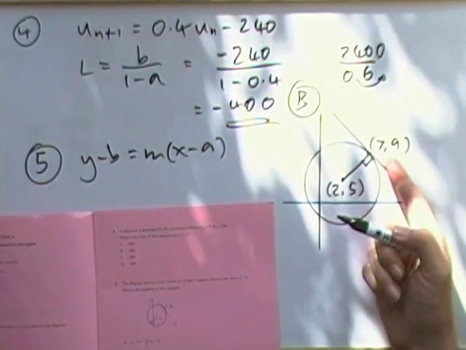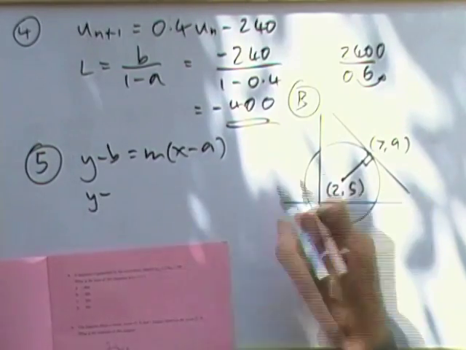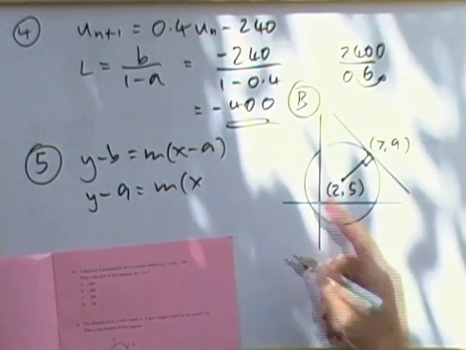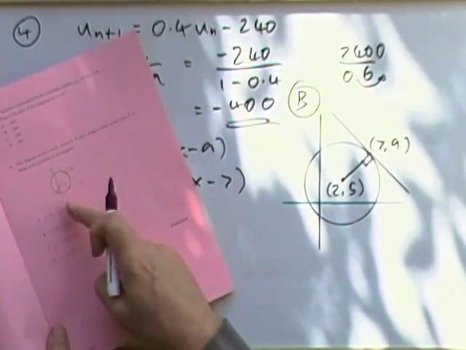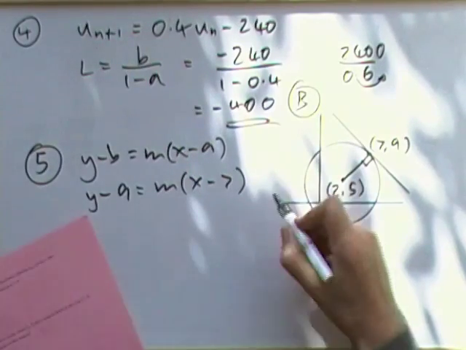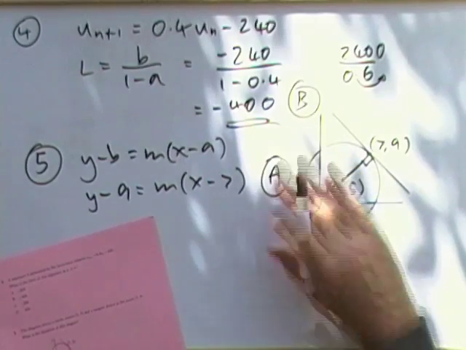But as soon as you get the options, you look at this, because it would be y minus the y-coordinate equals whatever that gradient is, times x minus the x-coordinate, and there's only one of them that's got minus 9 and then -7. So straight away the answer is A, without even bothering about that circle. You didn't need to know the centre.